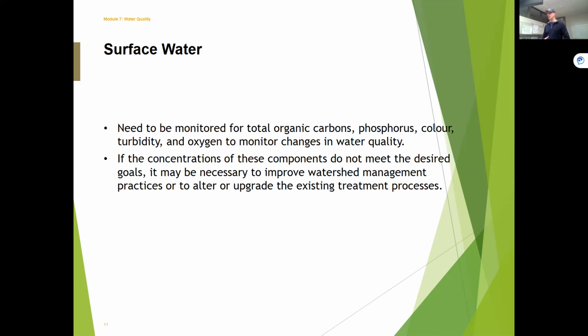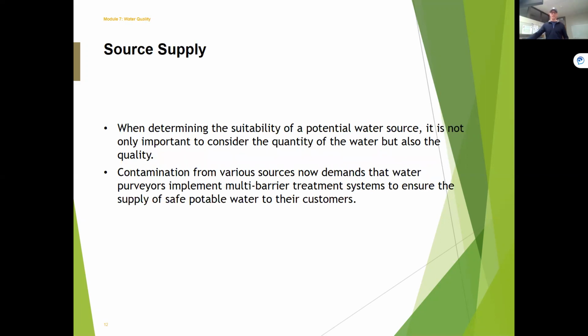I know a lot of watersheds that allow recreation. 4x4 vehicles go in there, motorcycles, and they add a lot of mud and garbage and they make a mess, right? And that's what you have to make sure of, that your source of supply is secure. When you're looking at potential sources, it's not only important to consider the quantity of the water, but also the quality. And also, the big thought process on top of this is making sure you have more than one source potentially.